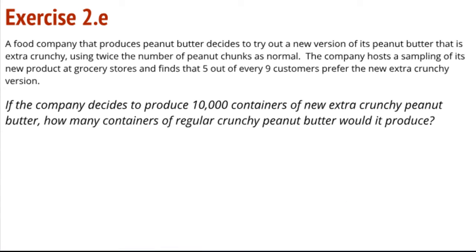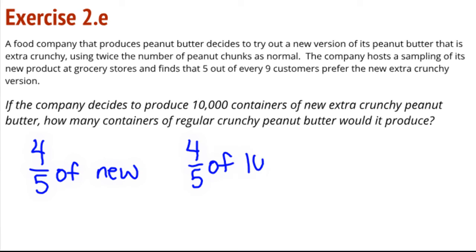All right. A company decides to produce 10,000 containers of the new extra crunchy peanut butter. How many containers of the regular? I know that the regular is 4/5 of the new, and it says the new is 10,000. So 4/5 of 10,000. Now, tape diagram wise, I've got 10,000.